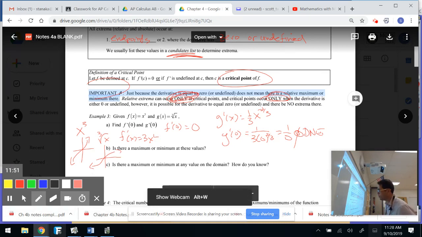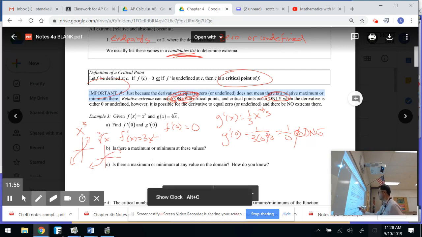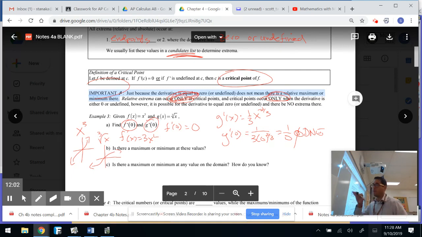So why do we do example 3? It teaches you. Some students think that because you get a derivative that's 0, like we did here in f, or a derivative that's undefined, those are critical points, so I have to have extrema. No, you don't, right? We just showed you right there, okay?